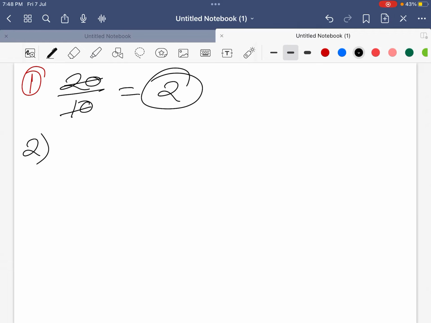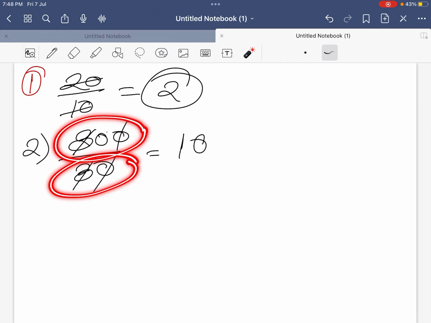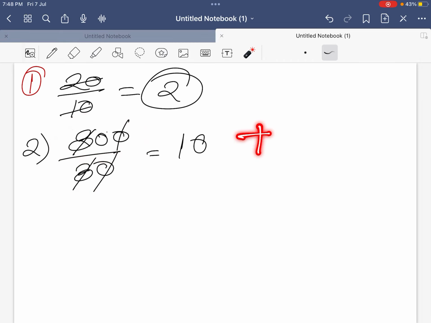Now take a similar second example, 300 divided by 30. So the 0s will cancel with each other, so 3 ones are 3, 3 tens are 30. If you observe, the first number is positive, the second number is also positive, means positive number divided by positive number, your answer is also positive.